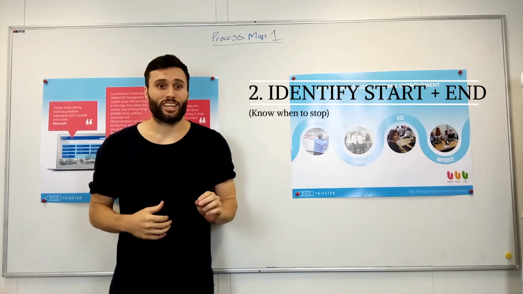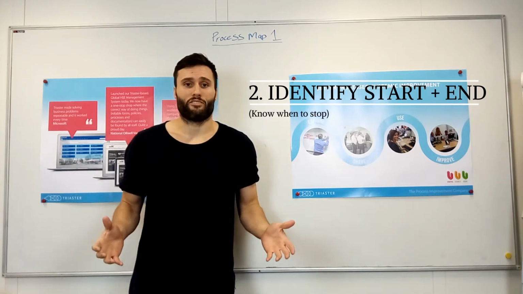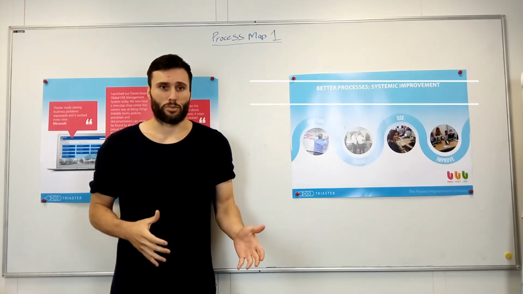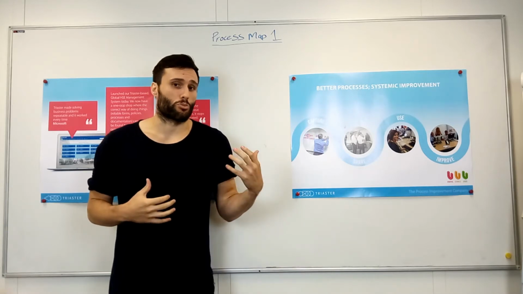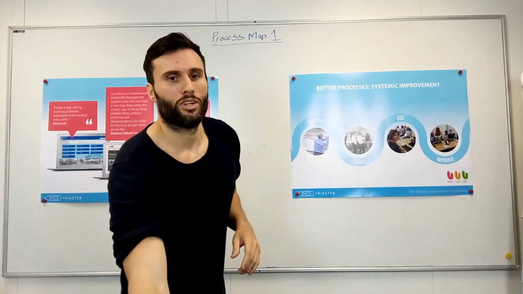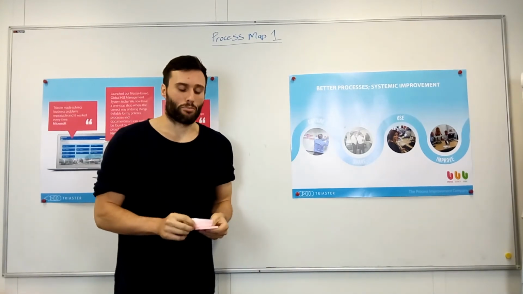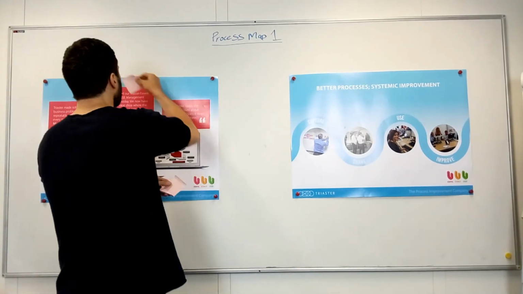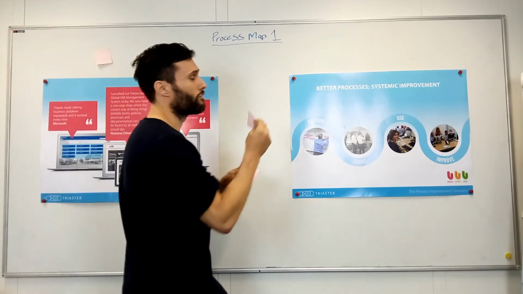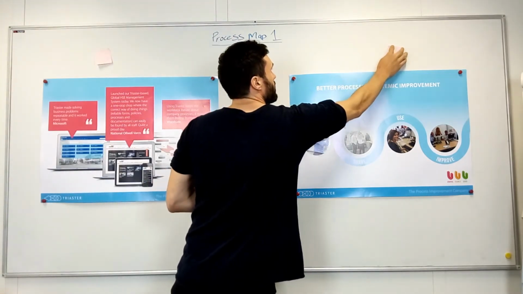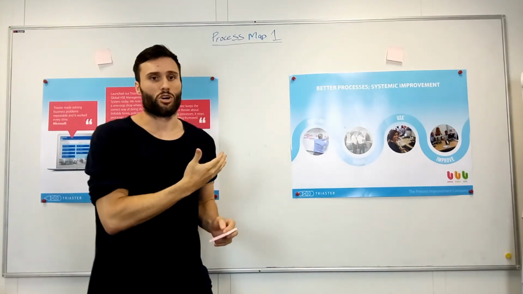Identify the start and end point. It's important to have a start and an end point in process mapping. If you are capturing the initial process, write the start and end point on different post-it notes and place them at the beginning and at the end of the process. That way, you'll know when to stop.